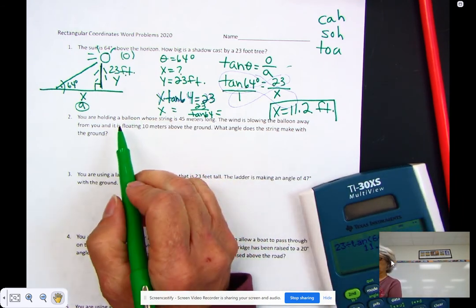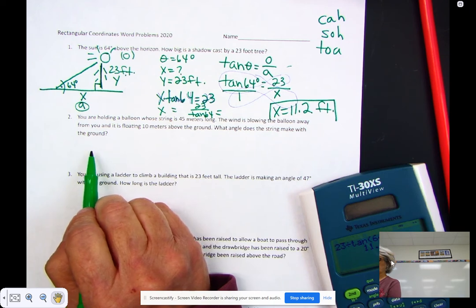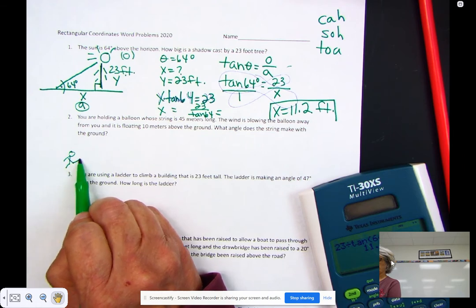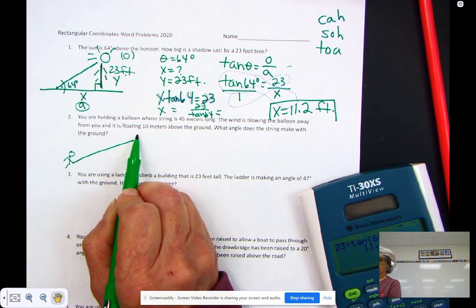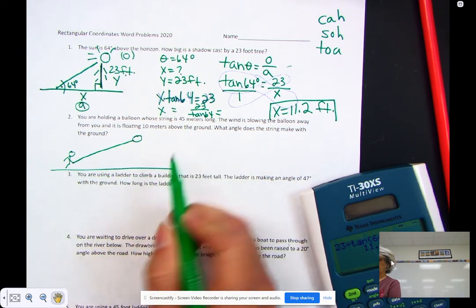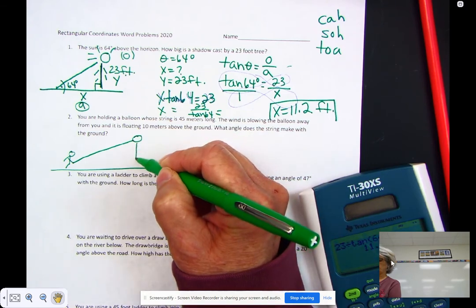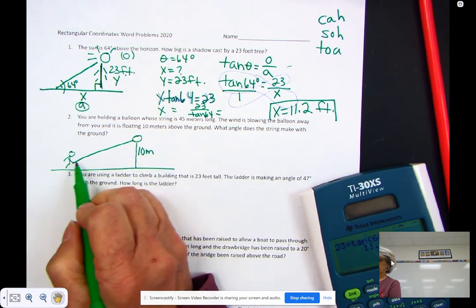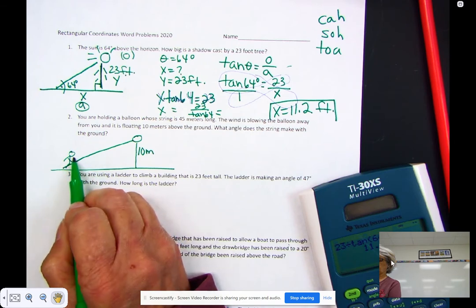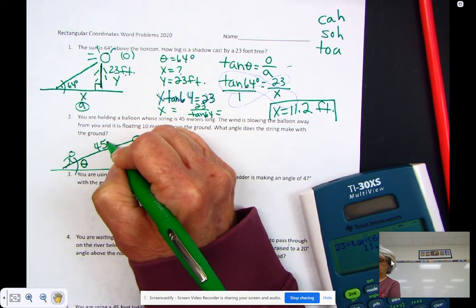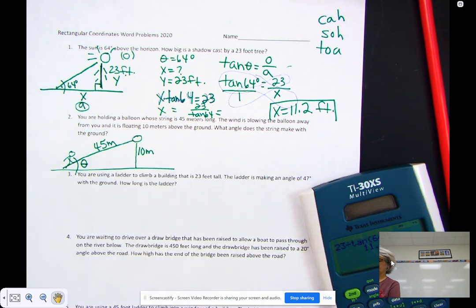Okay, the next one, you're holding a balloon whose string is 45 meters long. Here you are. You're holding the balloon, and it's blowing the balloon away from you. Here's the balloon. It's telling you the balloon is floating 10 meters above the ground. So this side of the triangle is going to be 10 meters. What angle does the string make with the ground? So this is the angle that I care about. I know how long the string is, so that's going to be the hypotenuse of the triangle.